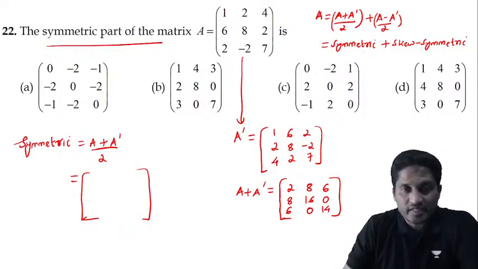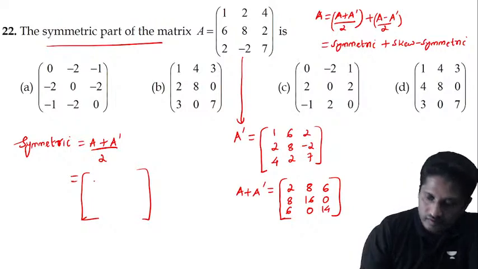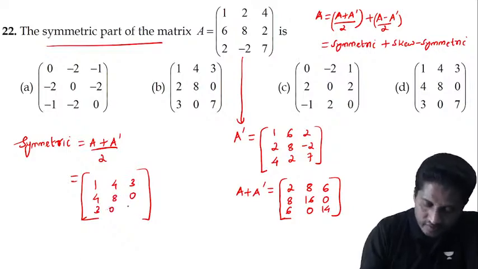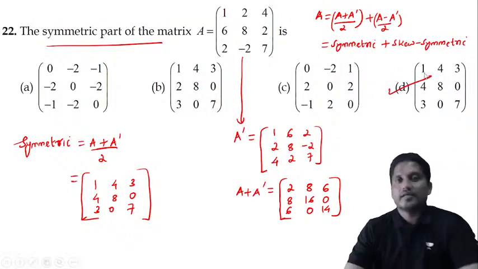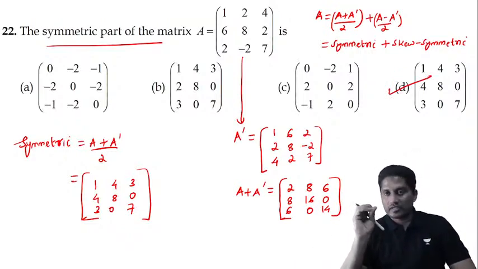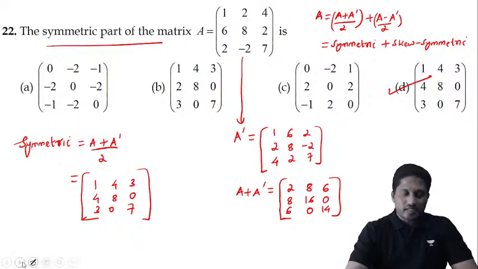Now if I take A plus A dash by 2, let us divide by 2. You will get 1, 4 and 3, and then you get 4, 8 and 0, and the last you get 3, 0, 7. Answer should be option D. A plus A dash by 2 is always symmetric. A minus A dash by 2 is always skew symmetric. Isn't it, guys? You do this in boards as well.